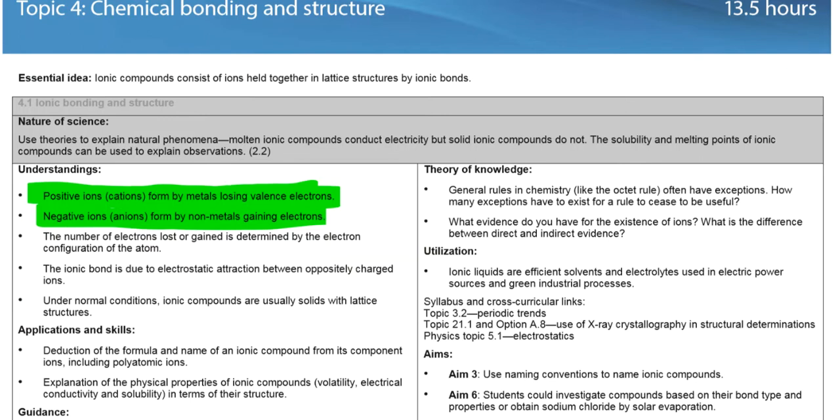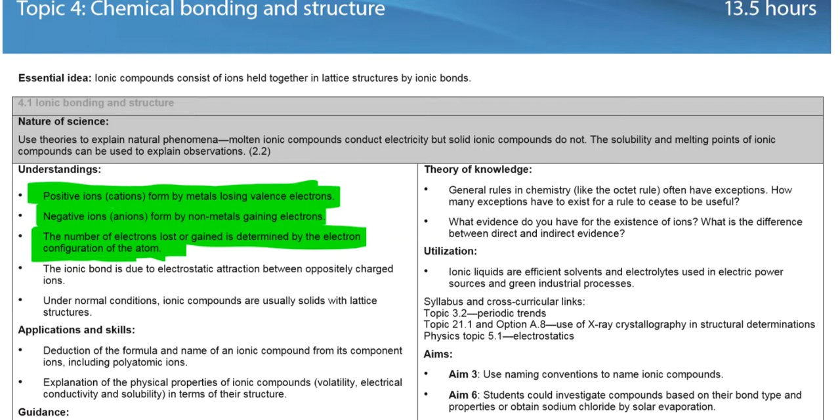Next, the number of electrons lost or gained is determined by the electron configuration of the atom. This is basically to do with how many valence electrons there are in an atom. If an atom has two valence electrons, that means it has two outer layer electrons. Those electrons, compared to the inner layer electrons, are further from the nucleus and feel a lower attraction.